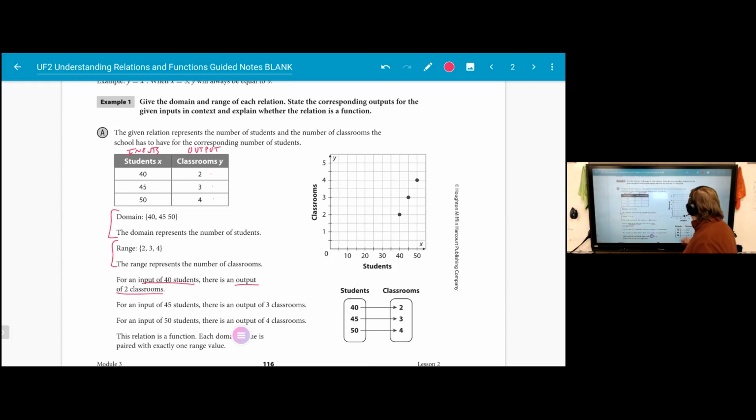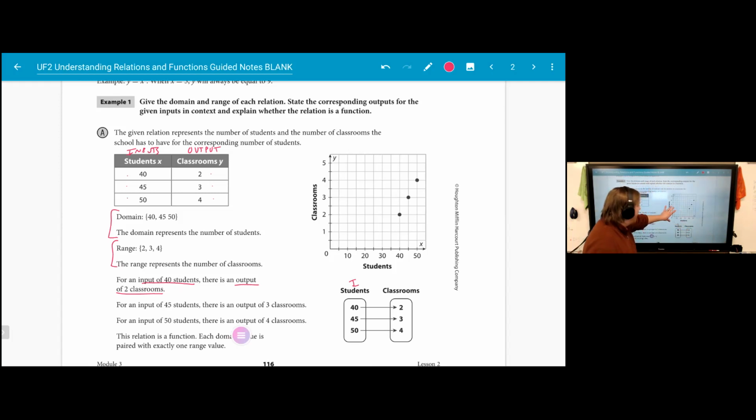And let's look here. Let's start with a table. Do I have any repeated X values in the table? I have 40, 45, and 50. Nothing repeats. There we go. Do I have any mapping diagram values drawing to, I don't know, 2? Does 40 go to both 2 and 3 or 2 and 4? It does not. Each input only has one arrow coming from it. Now we'll talk about a case where you can have multiple inputs going to the same output, but in this case, we have every input has exactly one output.